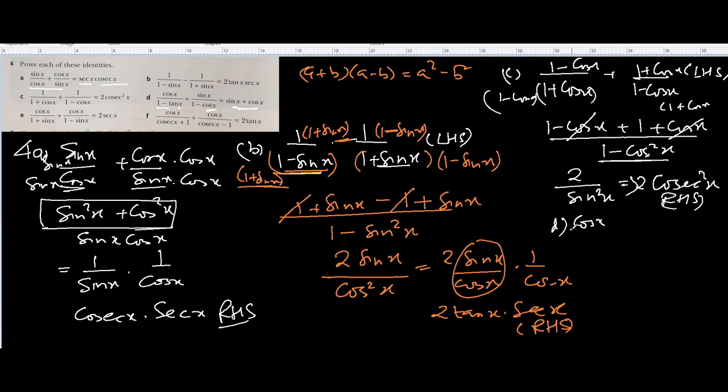Cos x over 1 minus sin x over cos x. And then we have the second one, sin x over 1 minus cot x, where cot x is cos x over sin x. So this one we can write as cos x over cos x, so that the denominators are the same. Similarly here we'll write sin x over sin x.